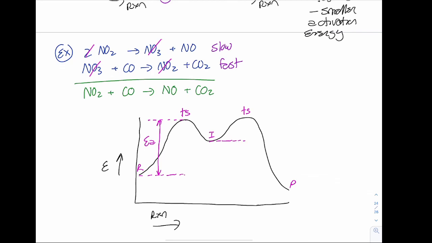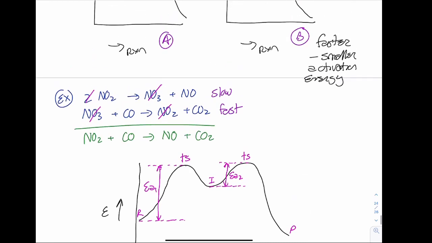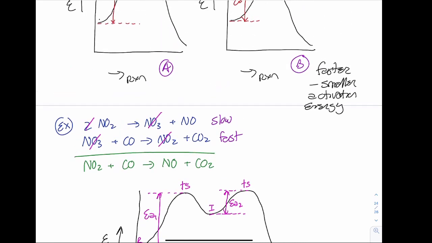This second activation energy is the energy difference between my intermediate, which is my reactant for that second step, and that transition state. I'm going to put a subscript 1 and 2 on here. And because my first step was slower, this first activation energy is larger than this second one. If my second step was slower, then I would want to reverse those. I want my second activation energy to be larger than my first one. So faster reactions have smaller activation energies.